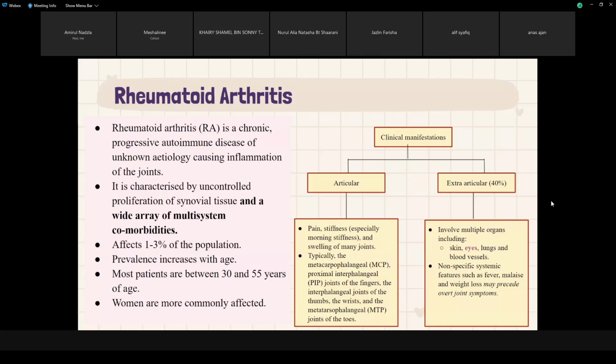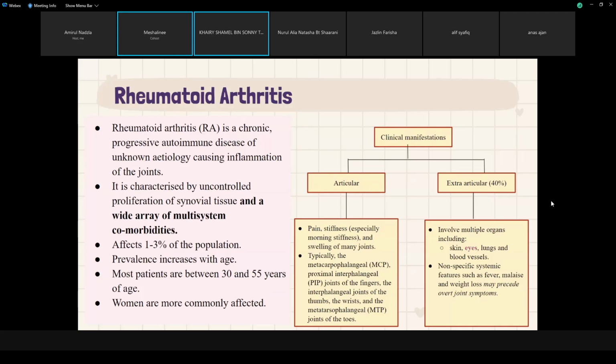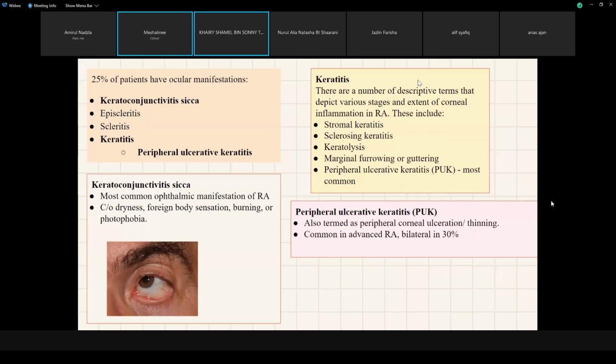Yes, doctor. Can we skip this part because this is already learned in your medical posting, right? Or in your orthopedic posting, right? Can we move on to the ocular manifestations of rheumatoid arthritis? Yeah, this is the one.